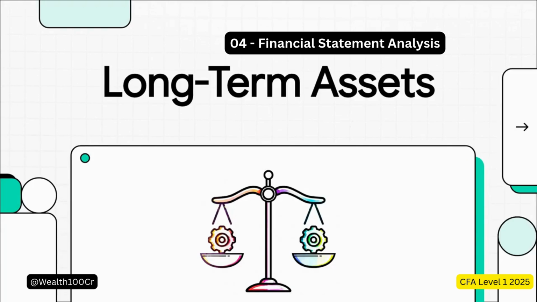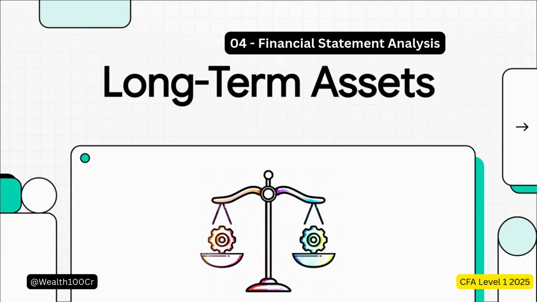All right, welcome. Today, we're going to break down one of the most critical parts of the balance sheet, long-term assets. We're actually going to follow an asset's entire journey, from the moment a company acquires something like a patent all the way to when it finally sells off that old machinery.